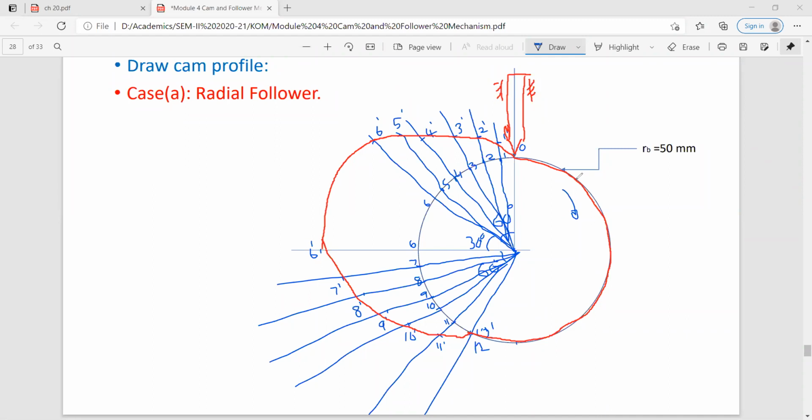Okay, so it is called your cam profile. And in the radial follower, this is the method of construction of the cam profile. You will do like this. Okay, you draw this, then we will see the second case. Also join back immediately.